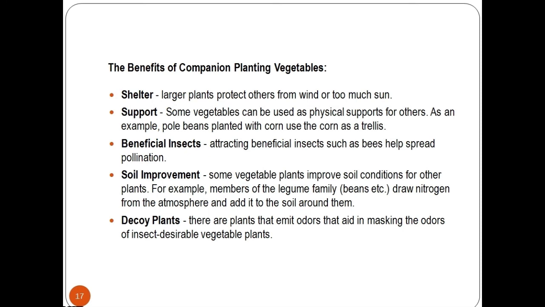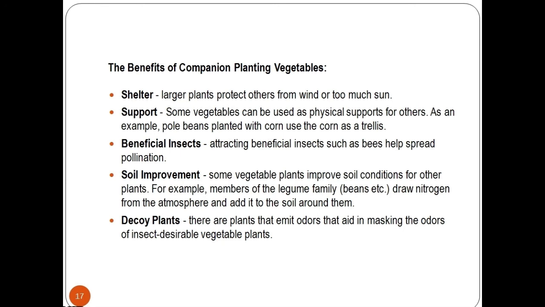Moving further, I will list out some of the benefits of companion planting vegetables. First is shelter. Large plants protect others from wind or too much sun. Some vegetables can be used as physical support for others. As an example, pole beans planted with corn use the corn as trellis. And attracting beneficial insects such as bees help spread pollination.